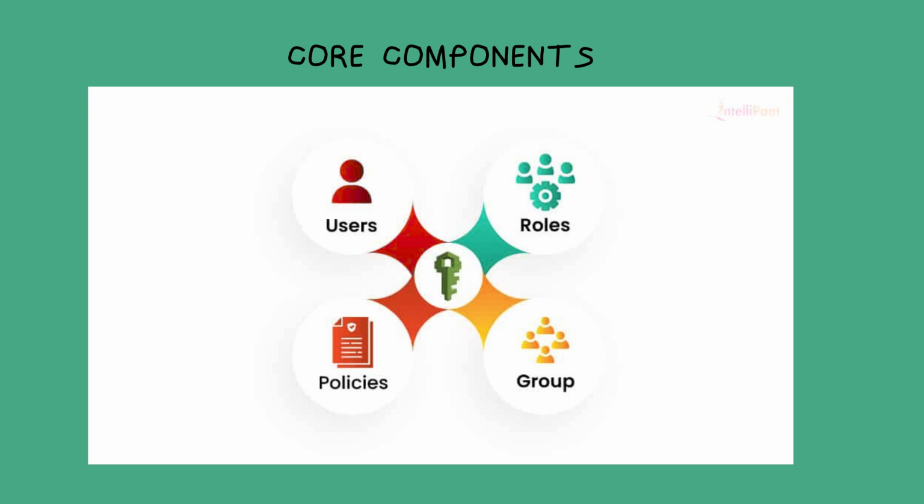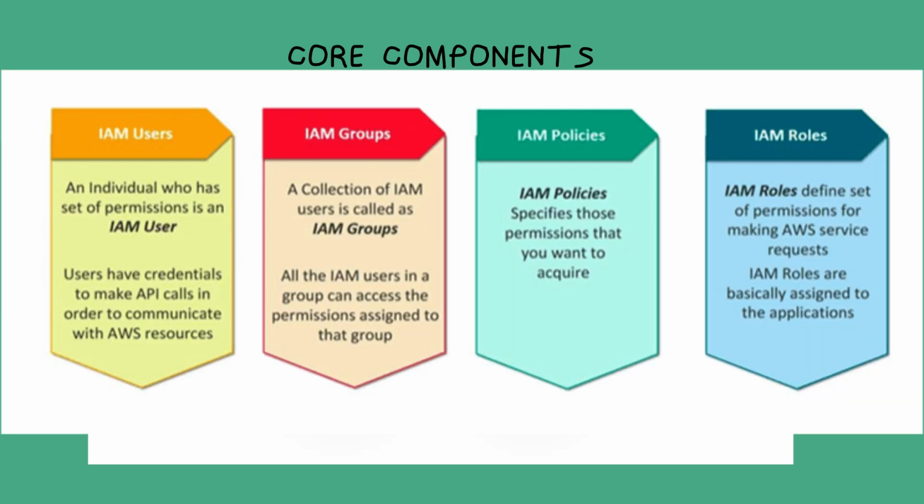These are the core components of the IAM service. Those are called users, groups, policies, and roles. A user is straightforward: basically a person or an employee who needs access to an AWS resource. So you can create an IAM user and give him some permissions so that he can authenticate into any particular service.